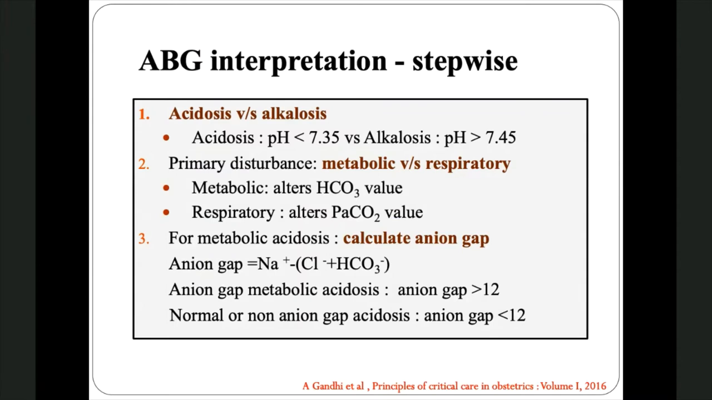So about ABG interpretation, acidosis and alkalosis you can clearly make out. And when do we say respiratory acidosis or respiratory alkalosis? In metabolic alkalosis or acidosis, the bicarbonate value will be altered. And whenever there is a respiratory condition, the PaCO2 value will be altered. So if bicarbonate level is high, that is metabolic alkalosis. If bicarbonate level is low, this is metabolic acidosis.